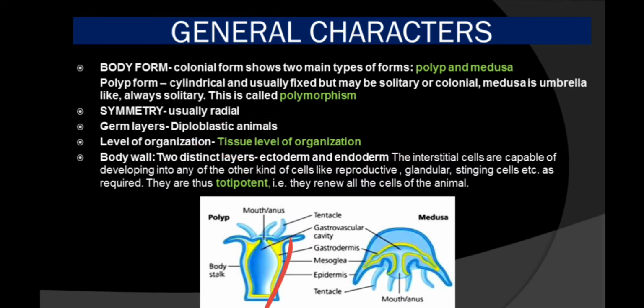Now, in the outermost layer, that is the ectoderm, you will find some interstitial cells. These are quite important for these organisms because they are capable of developing into other types of cells. They can make reproductive cells, glandular cells, as well as stinging cells. If the reproductive cells are not working properly, these interstitial cells can renew them. So they are totipotent, meaning they renew all the cells of the animal. And they are present in the ectoderm layer.